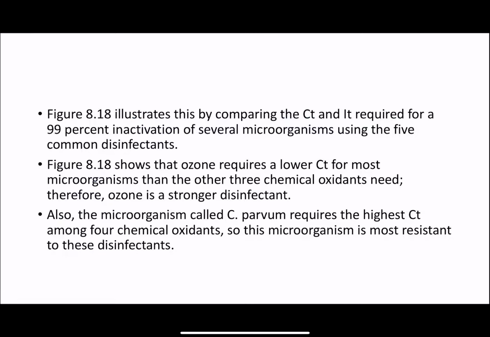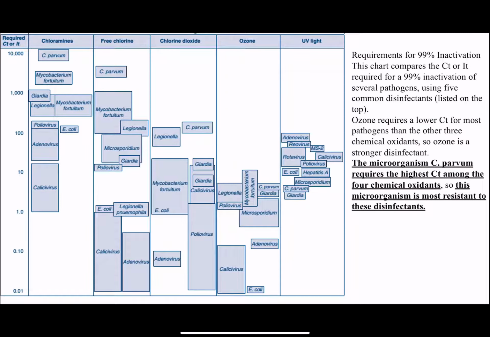In the next figure, we'll illustrate and compare the CT and IT required for 99% inactivation of several microorganisms using the 5 common disinfectants. In this figure, you can see that ozone requires lower CT for most microorganisms than the other 3 chemical oxidants. Now, you can see it from this next figure. So, next figure, let's look at the ozone.